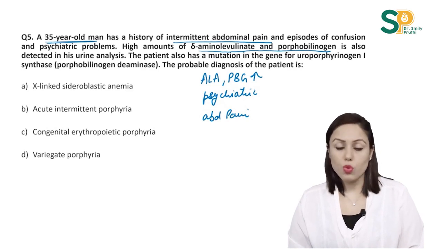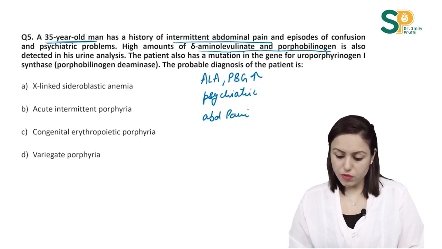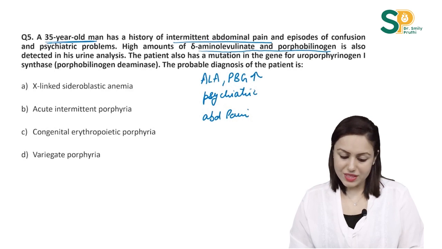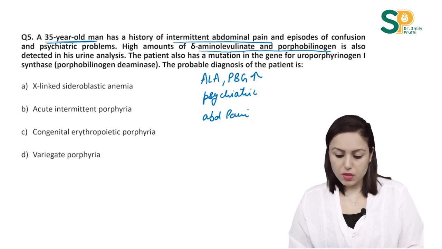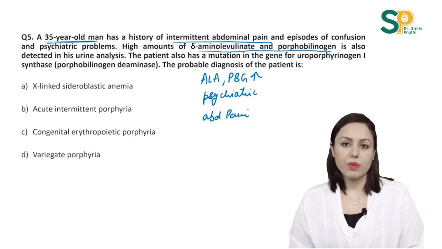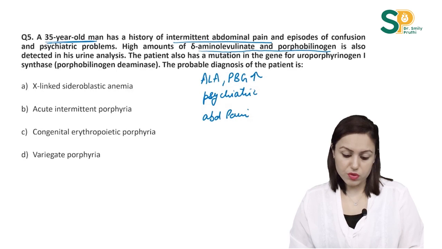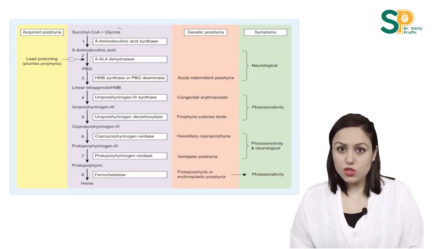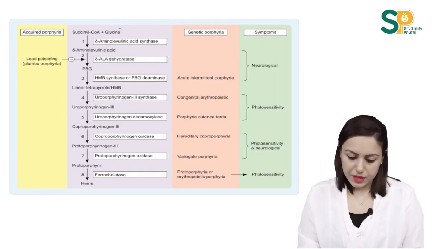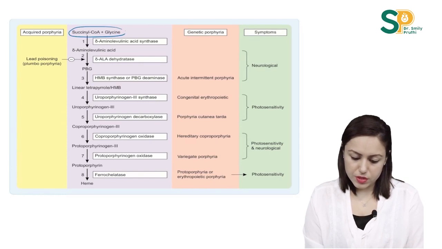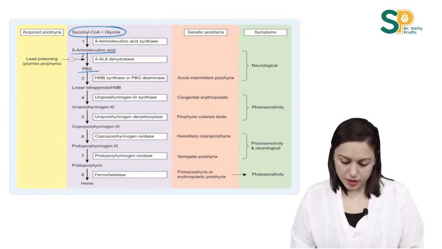The patient also has a mutation in the gene for uroporphyrinogen 1 synthase and PBG deaminase, porphobilinogen deaminase. The probable diagnosis of the patient is, so what is the diagnosis here? Let's see the chart of porphyrias. This I have already told you: succinyl-CoA plus glycine makes ALA, then PBG, and then there are many more steps, and in the end heme is formed, okay?